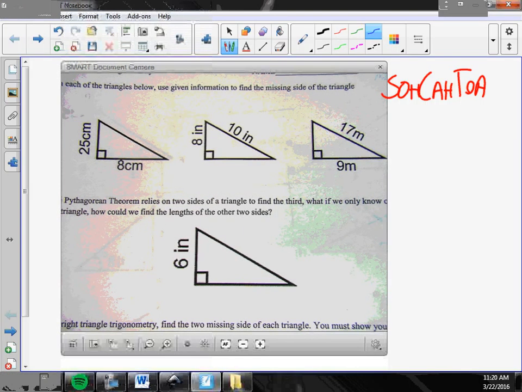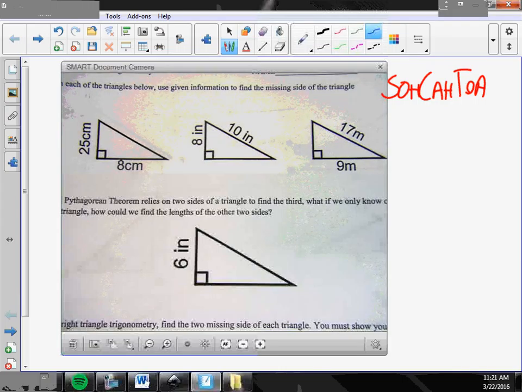So for the next one, the Pythagorean theorem relies on 2 sides of a triangle to find the third. What if we only know one side of the triangle? How can we find the lengths of the other 2? Is one side of a right triangle enough to figure out the other 2? No, because how many right triangles are there with a leg equal to 6? An infinite number. Okay, so what else do we need? A second side would allow us to use the Pythagorean theorem.